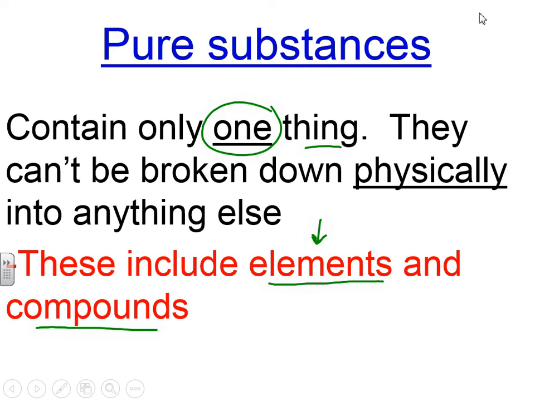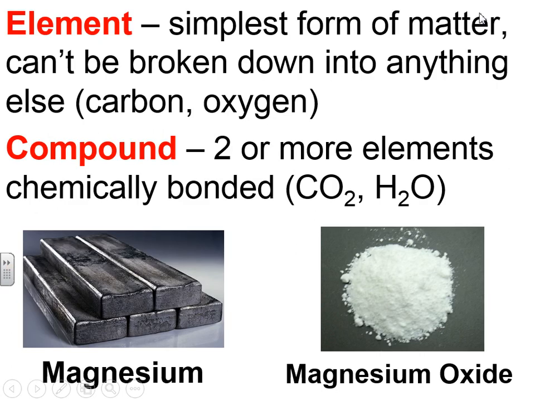So there are two classes of pure substances. The first is an element. Now an element is the simplest form of matter, and this is what appears on the periodic table, and we'll show you the periodic table here in a minute. But two examples are carbon and oxygen. Because they exist as pure elements, you can't break carbon down into anything basic. That would be an element.